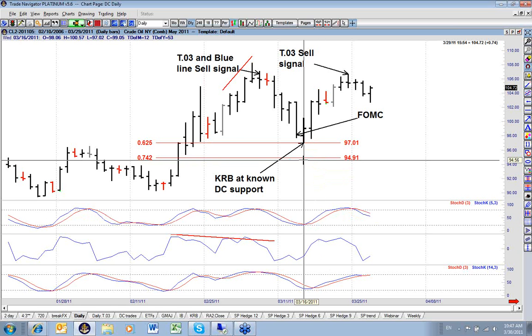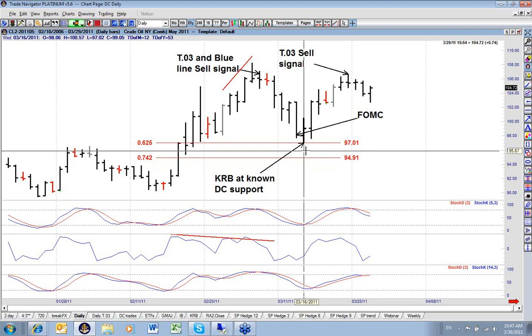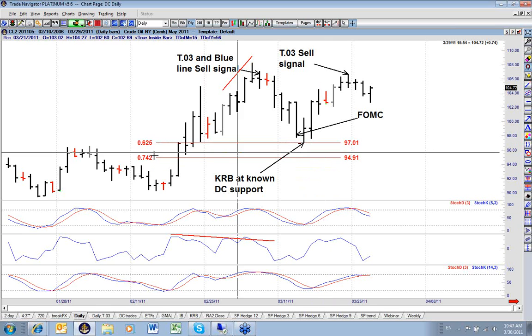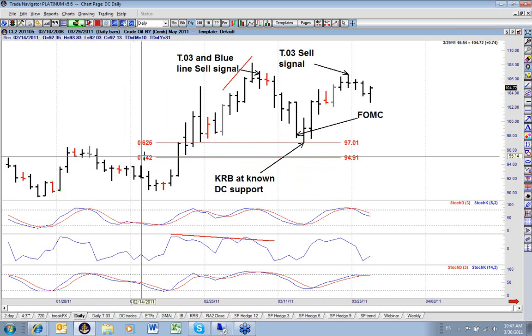Just to give us extra courage on this, the market tells us that it's going to reverse, and it does this by doing a key reversal bar at known Danielcode support, which is the 62.5% retracement. This is the alternative to the 59.3. Markets nearly always use 59.3.